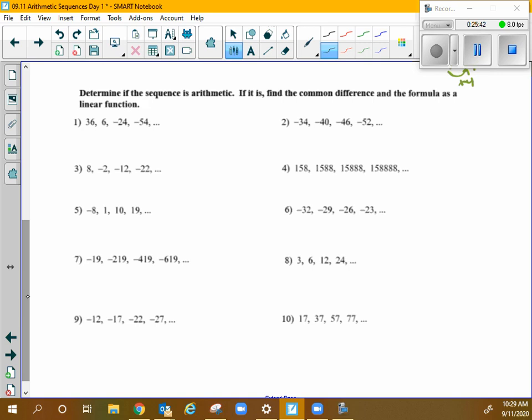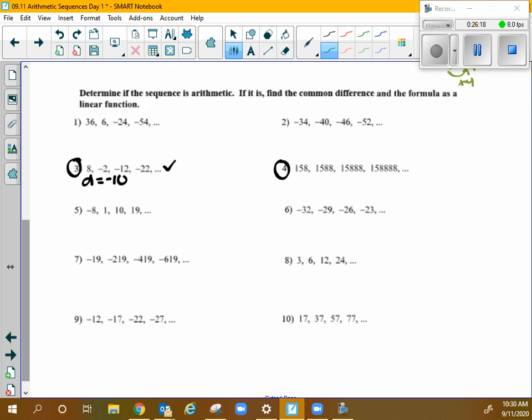Now the next part: determine if it's arithmetic. If it is, find the common difference and write the formula. We're going to look at 3 and 4 together. Remember, we already looked at the graph. How do we know if it is arithmetic? If it has a common difference, right? So 8, -2, -12, -22, is that arithmetic? Yes, it is. What's my common difference?